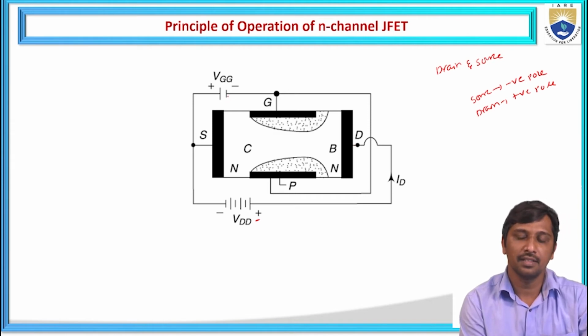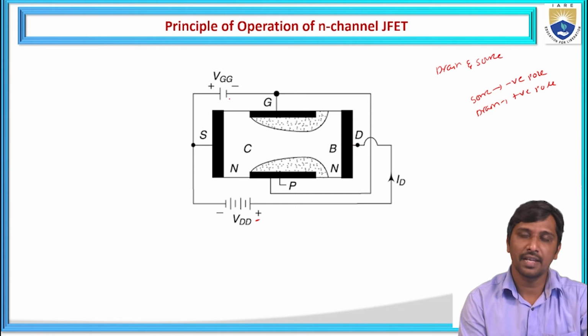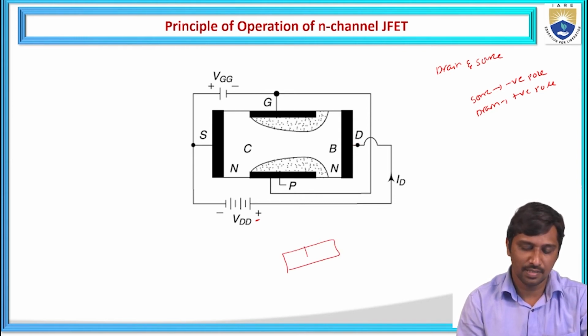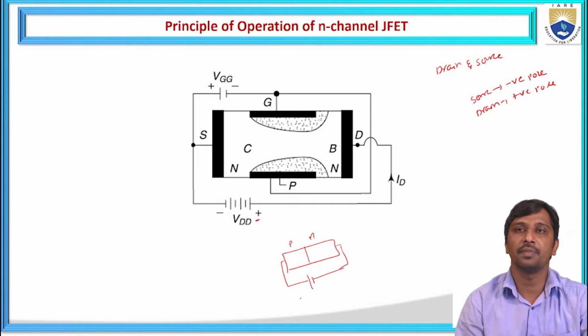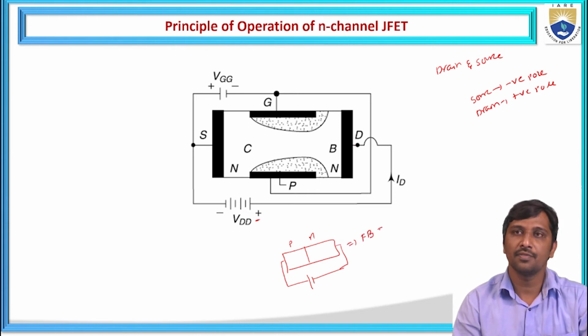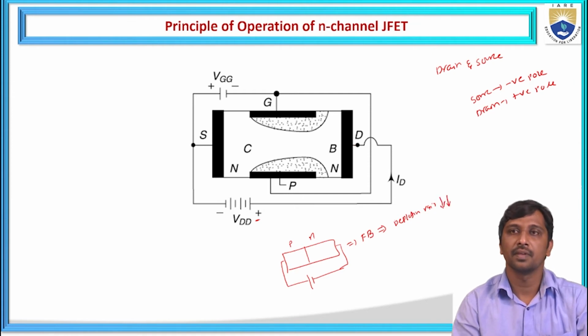Before understanding this principle, let us take a normal PN junction, a P-type bar and an N-type bar. If P is connected to the positive pole of the battery and N is connected to the negative pole, this junction becomes forward biased. If it is forward biased, we know that the depletion region becomes very narrow, decreasing.